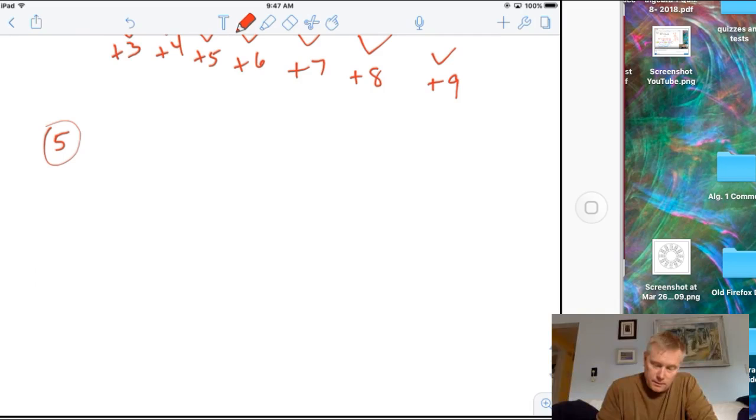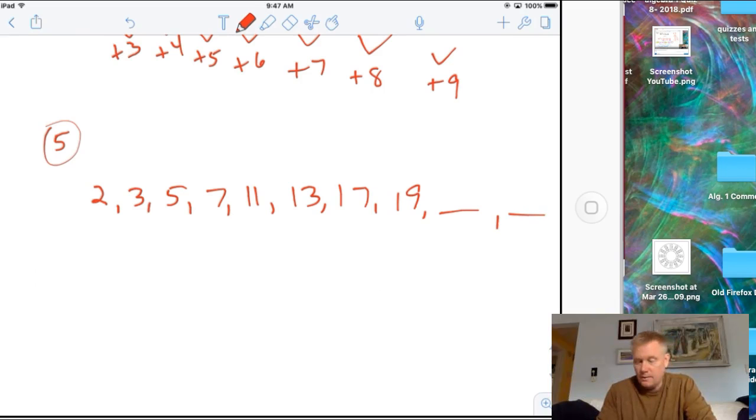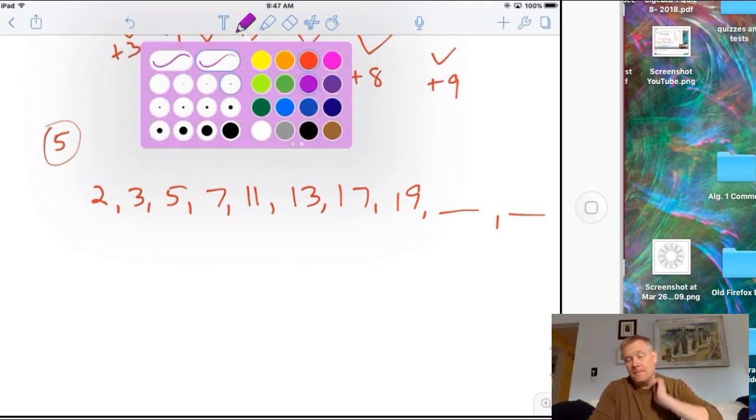Number 5. See if you can get this one. 2, 3, 5, 7, 11, 13, 17, 19, blank, blank. Here we go. See if you can figure that one out.